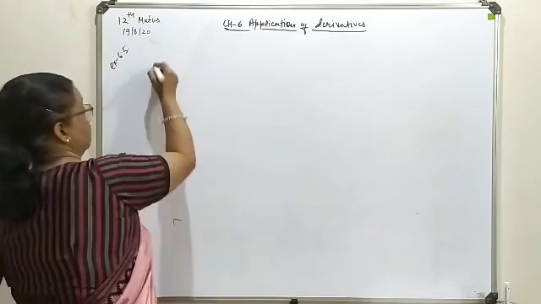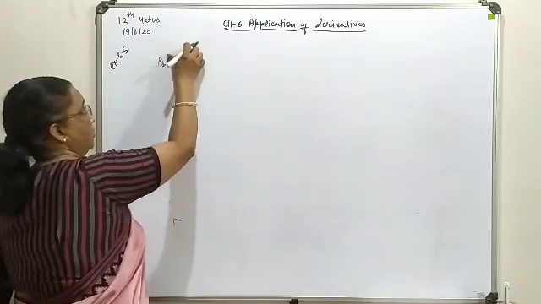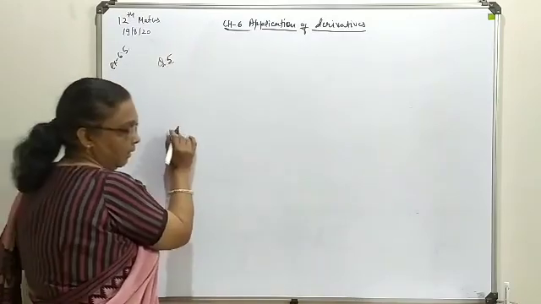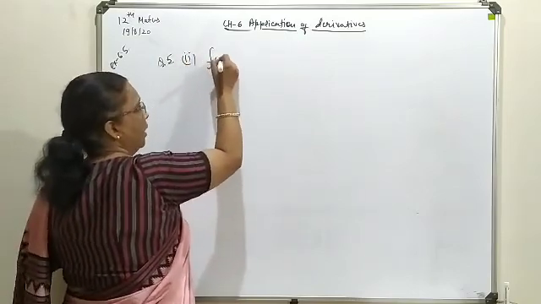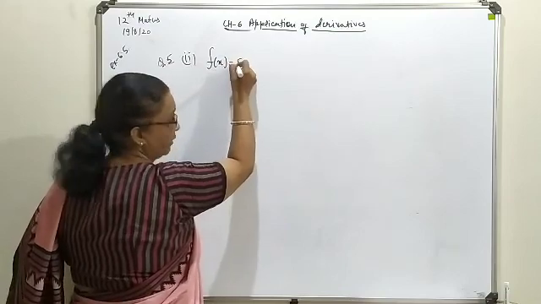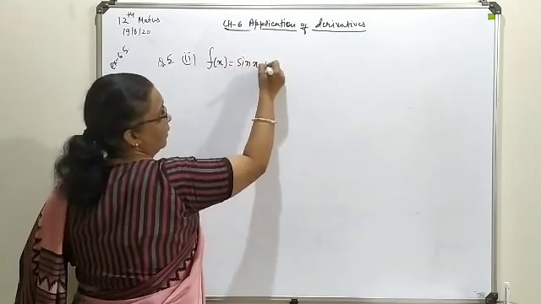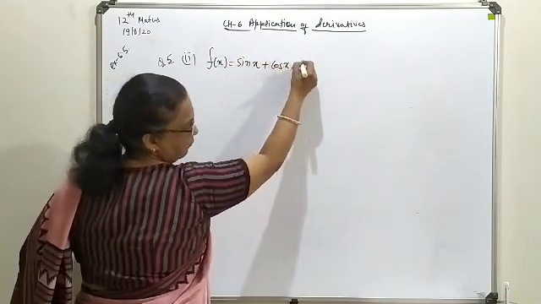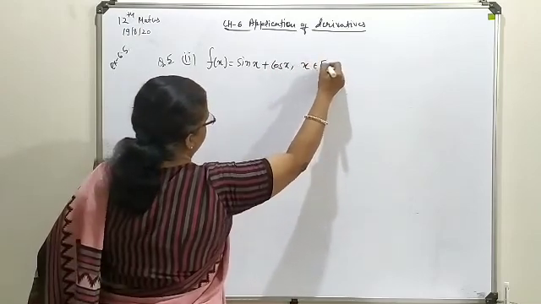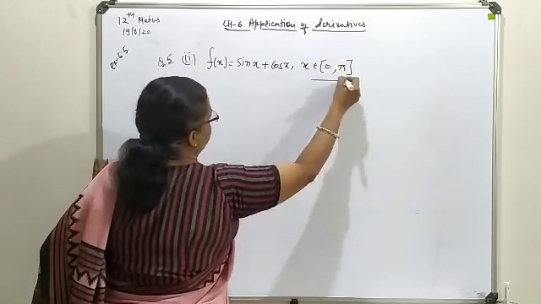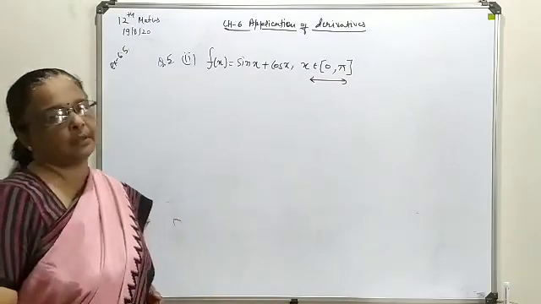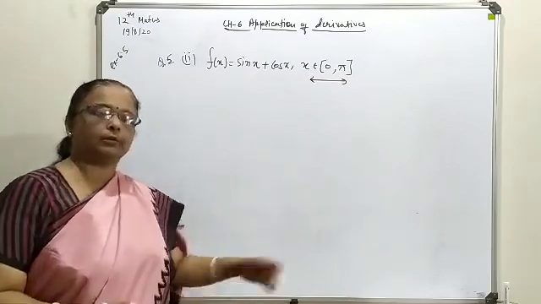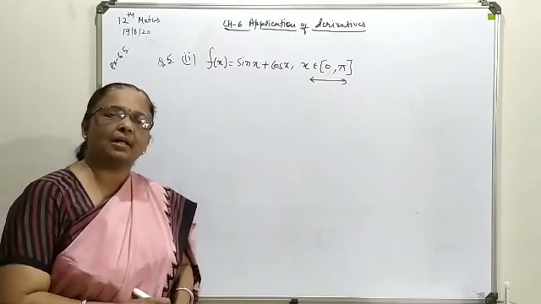So here we are going to attempt question number 5, second part, which is trigonometry based. Your function is given as f(x) = sin x plus cos x, where x belongs to the closed interval 0 to pi. So I was talking about this form, when along with your question a closed interval is given. At that time you will go for evaluation of absolute maxima and minima.